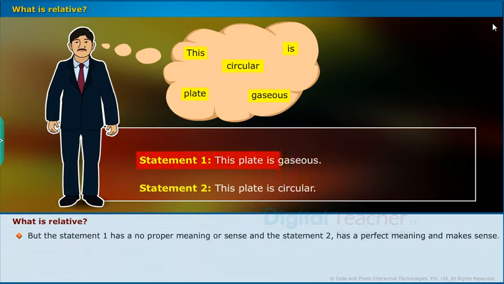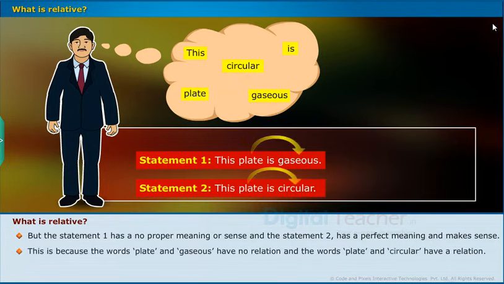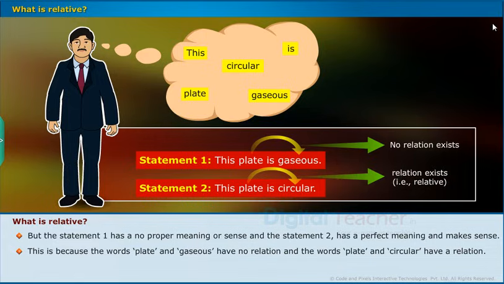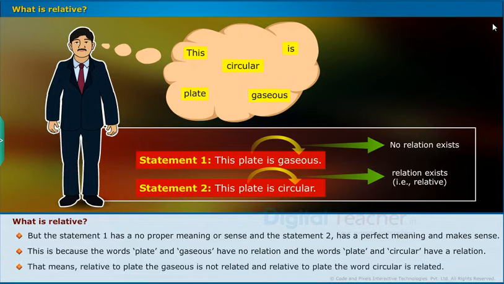But statement 1 has no proper meaning or sense, and statement 2 has a perfect meaning and makes sense. This is because the words plate and gaseous have no relation, and the words plate and circular have a relation. That means relative to plate, the gaseous is not related, and relative to plate, the word circular is related.